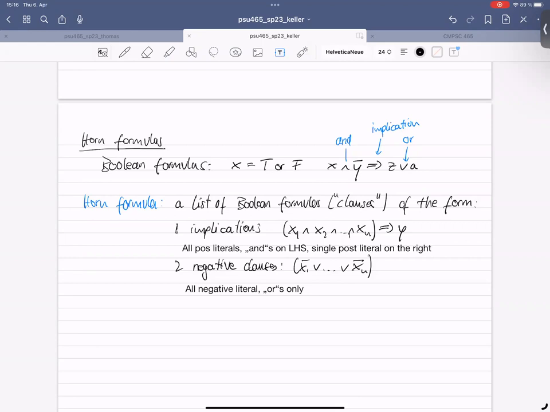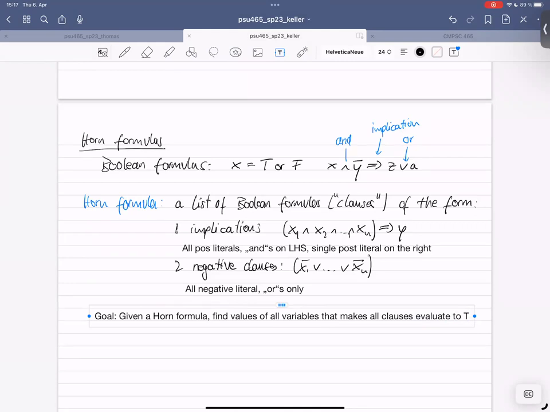So given a list of clauses that are all either implications or negative clauses, the goal is to find values of the variables, a true and false assignment to all variables, that makes all the clauses in your Horn formula evaluate to true, or report that you can't. This is what's called a satisfying assignment.